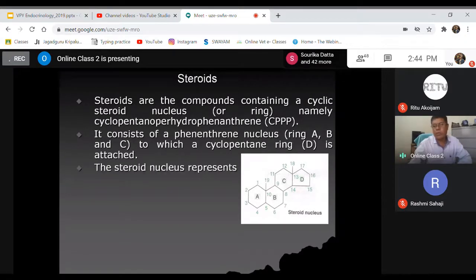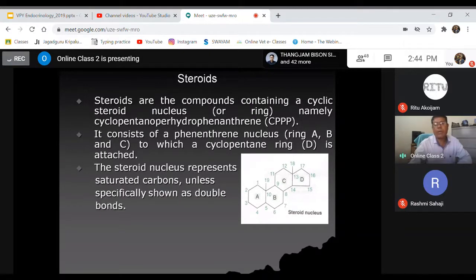The steroid nucleus represents saturated carbons unless specifically shown as a double bond. Here we don't see any double bond, so it is a saturated ring structure. If any double bond is present, then it has to be specifically shown.